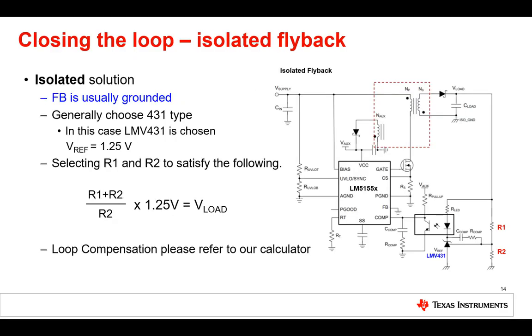Here you can see the connection of the regulation signal from the secondary side through an optocoupler to the primary side. For designs with LM5155, the feedback pin is normally grounded, as the reference voltage is necessary on the secondary side. LMV431 is used in this case. The signal transferred from the secondary to the primary is therefore already the failure signal, so the difference from the load voltage to the voltage set by the reference and the resistor divider. Please refer to the quick start calculator for the compensation of the loop and the optocoupler.